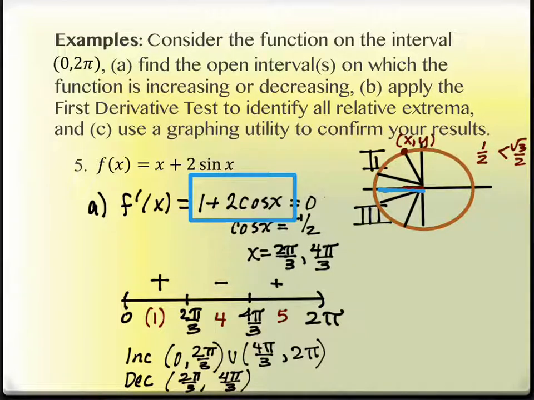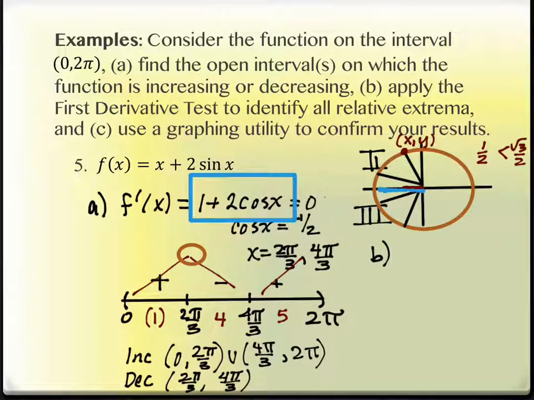Part C is actually, oh wait, we haven't done the first derivative test. Let me do that real quick first. I was already jumping to part C. Part B, so this is part A. Part B is the first derivative test. So back over here on my sign chart, this is positive, negative, and then positive, right? Increasing, decreasing, increasing is what you said. So what happens at 2 pi over 3?